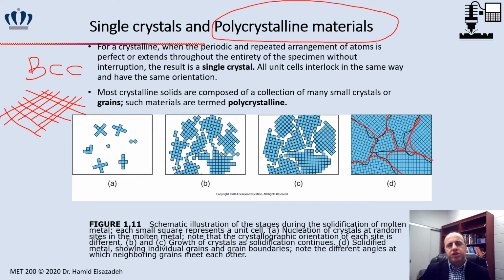Remember that single crystal is anisotropic. It means it has mechanical properties that are different in different directions, so the properties are not similar in all directions. But polycrystalline materials normally have the same property in all directions. In, for example, X, Y, Z, you see the same mechanical behavior.